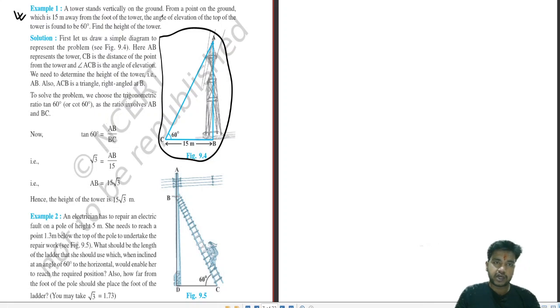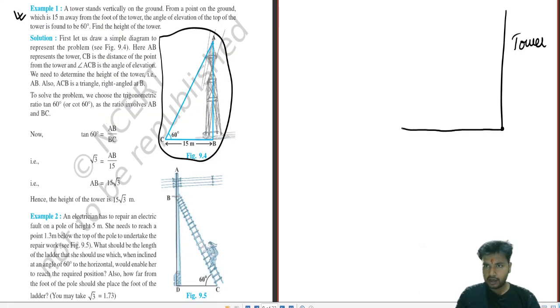A tower stands vertically on the ground. This is the tower. Okay. From a point on the ground which is 15 meters away from the foot of the tower. This is the foot of the tower, and a point which is 15 meters away from the tower. Okay. The angle of elevation of the top of the tower means someone is standing over here. Obviously, they have taken the concept that this is the eye. They are not considering that the person has some height. Okay, so you have to take it that way only.